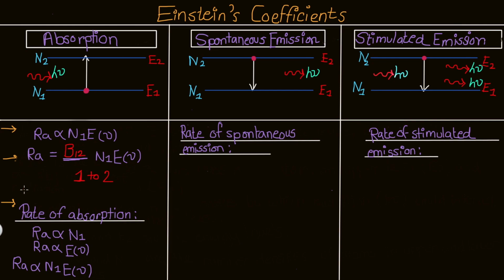So basically, you can say the rate of absorption equals Einstein's coefficient B12 times N1, which is the number density of atoms in the lower level, times the energy density of incident radiation. Okay, so that's all we need to know, that equation. But you know now how we reach that equation.